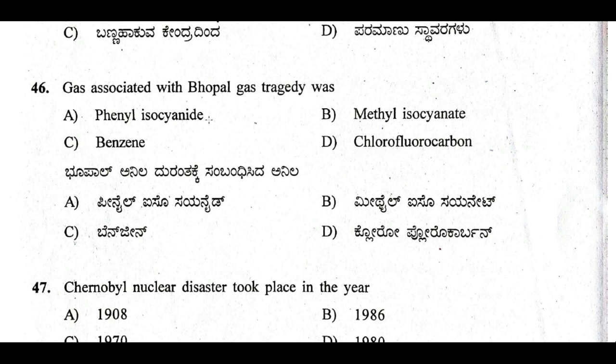So one of the greatest tragedies in India happened on December 3rd, 1984 in Bhopal because of methyl isocyanate. Methyl isocyanate gas was leaked from a pesticide plant in Bhopal, and that killed at least 3,800 people and caused significant morbidity and premature death for many thousands more. So option B, methyl isocyanate, is the right option.